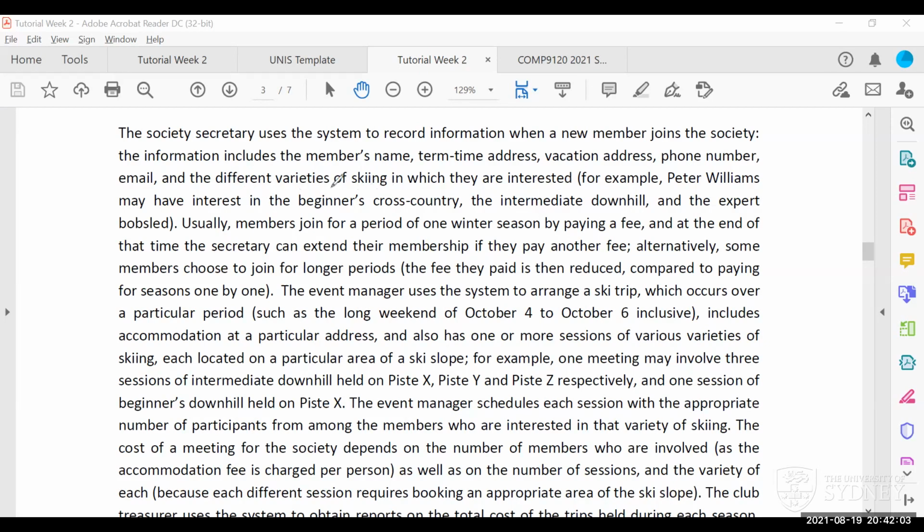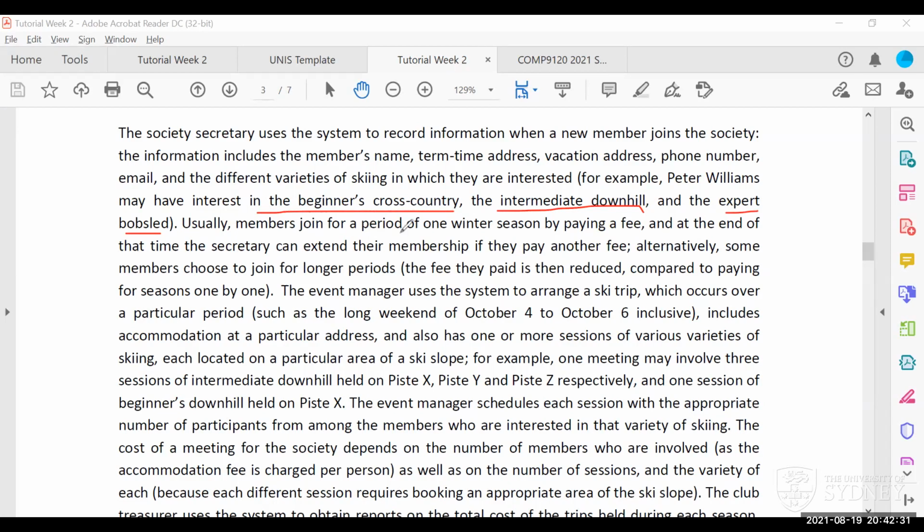Okay, so what are the different varieties of skiing? For example, Peter Williams has interest in beginners cross country, intermediate downhill, and expert bobsled. So these are the different varieties of skiing, right, that a member can be interested in. So it could be beginners cross country, intermediate downhill, or expert bobsled. These are just the different types of varieties of skiing.